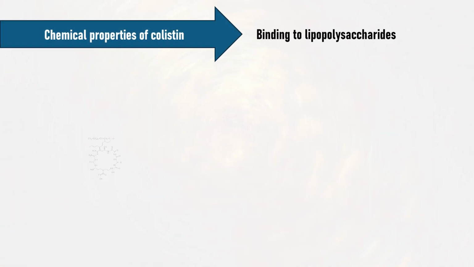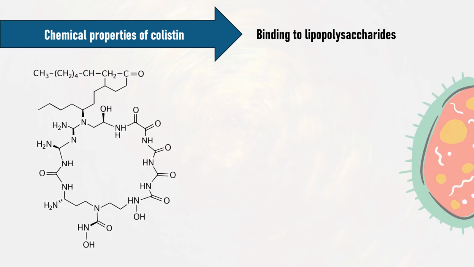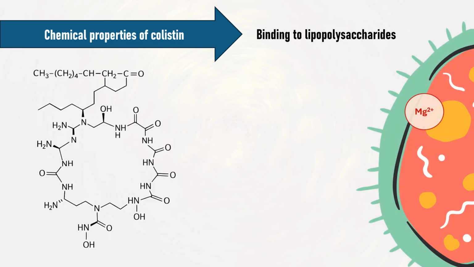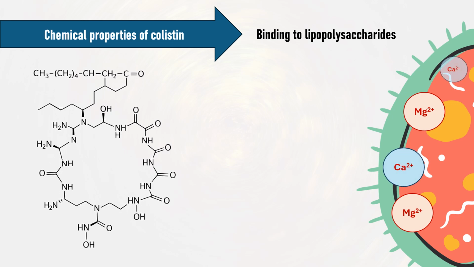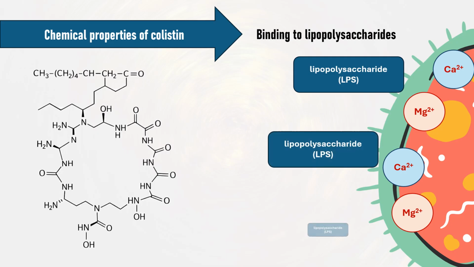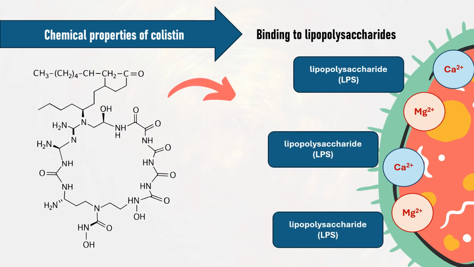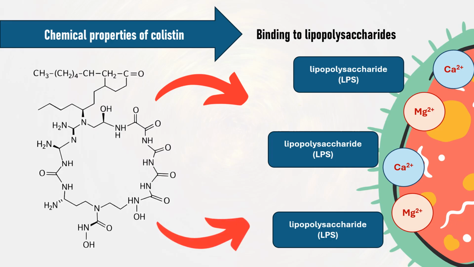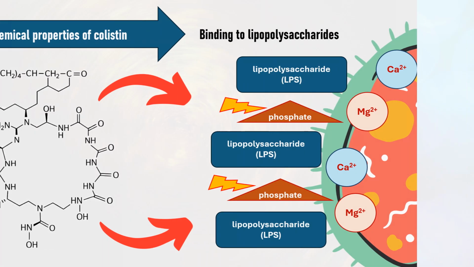Chemical properties of colistin. Binding to lipopolysaccharides. The antibiotic's primary target is lipopolysaccharides, LPS, in the outer membrane of gram-negative bacteria. Lipopolysaccharides contain negatively charged polyphosphate groups. Colistin displaces the stabilizing calcium and magnesium ions that bind LPS molecules together. This leads to distortion of the membrane structure.